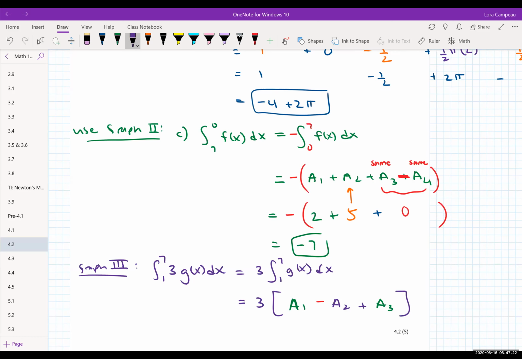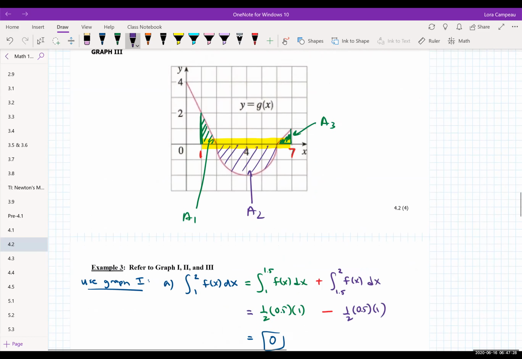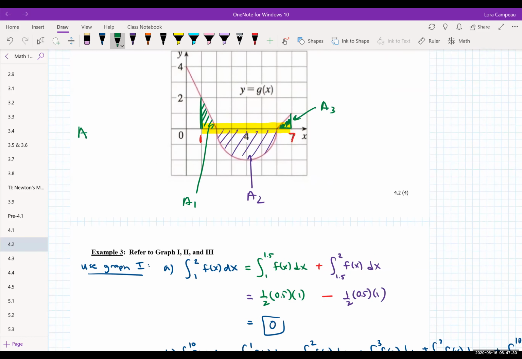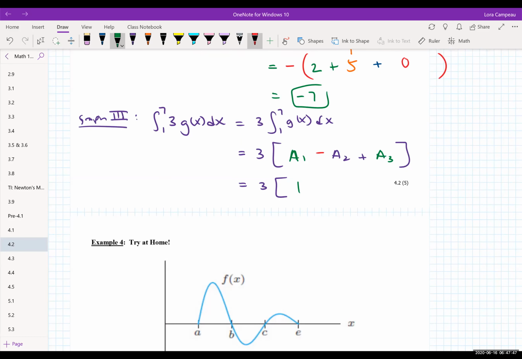So now we can go in and just calculate. Let me look at area 1, off to the side. I know it's a triangle, so 1/2 base times height. The base looks like it's 1, and this time the height is 2. So that area happens to be a positive 1. Area 1, good to go.